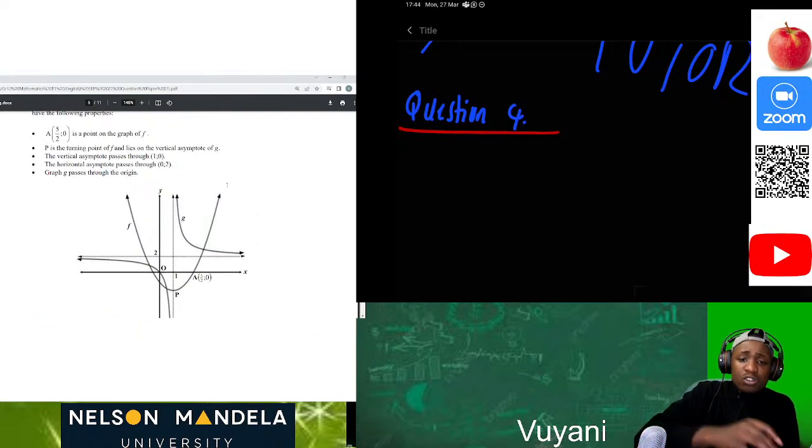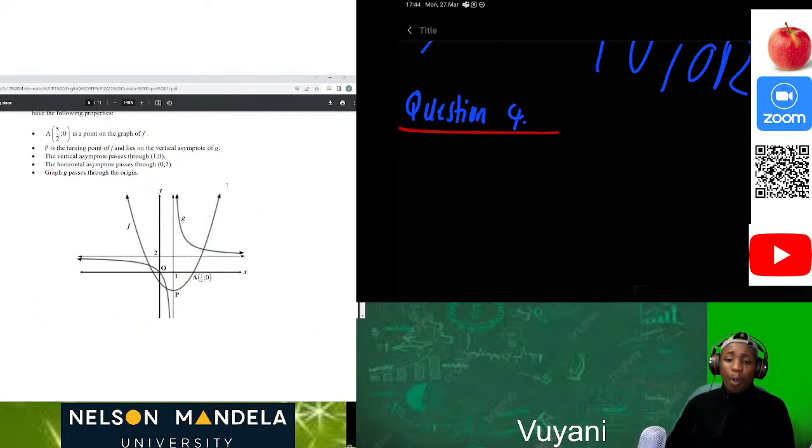We are also told that P is a turning point. So the turning point of the function f of x is located at P, and definitely we already know the x-coordinate is going to be 1. Why? Because we can see that the asymptote is 1. Now we are given that the vertical asymptote passes through (1; 0). Okay, great, we are already seeing that. Then the horizontal asymptote passes through (0; 2). Definitely we also see that.